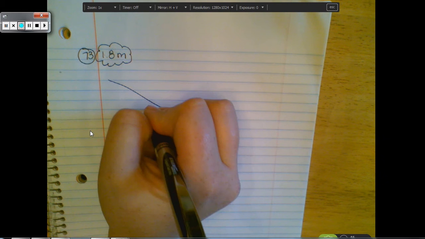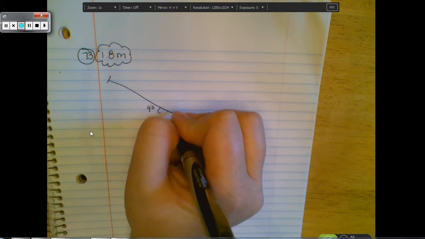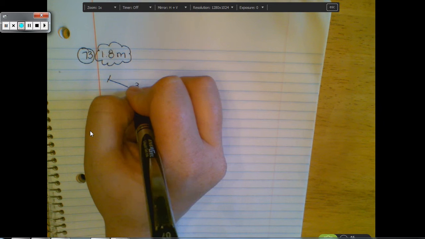Alright guys, 73. Your answer is 1.8 meters. A child slides down a frictionless 3-meter long playground slide, tilted up at an angle of 40 degrees. So I have this going on. This is 40 degrees. I know this much is 3 meters.